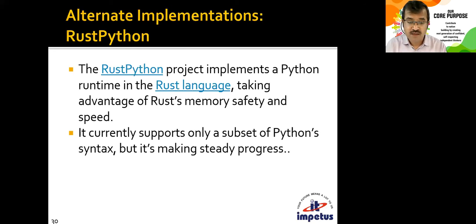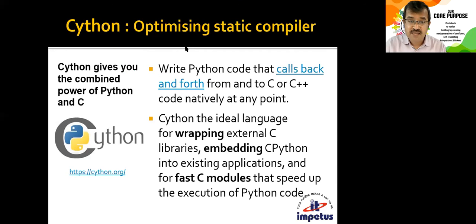which is also available. It currently supports only a subset of Python syntax, but it is steadily making progress. Since Rust is a new language, you do not have full-fledged Python running on Rust. Some part of Python is already implemented in Rust, and slowly you'll find complete Python also implemented in Rust. So if you're a Rust programmer and you want to do a bit of Python, you have Rust Python, which is available. And the last one that I plan to stop with in my session today is Cython.